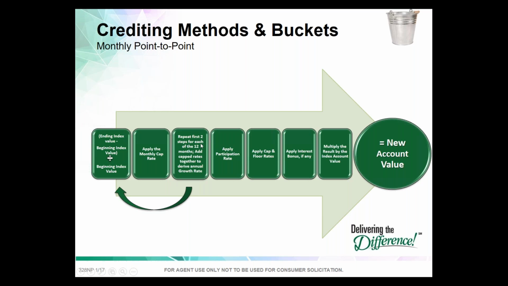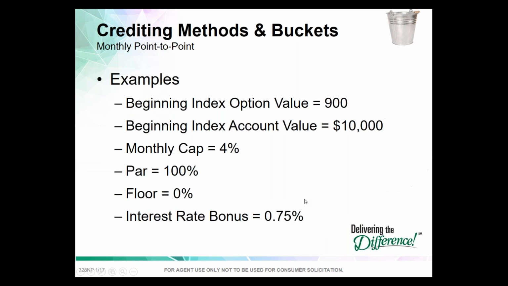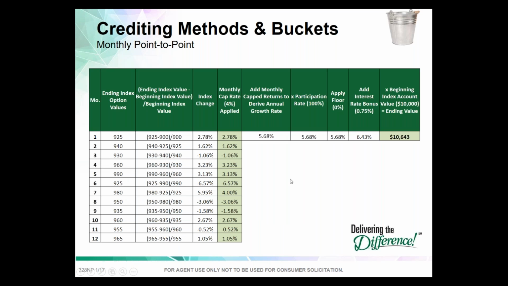And after all of that is done, then we look at the participation rate, the floor rate, apply any bonus if applicable. Let's go through an example here. And now I've got an underlying index that's different, 900, but the cap rate is 4% on the monthly cap. And again, this is a monthly cap, so don't think that that's a low number. That's a pretty nice number for a monthly cap. The par rate is 100%, the floor is 0, and again, the interest rate bonus if applicable.